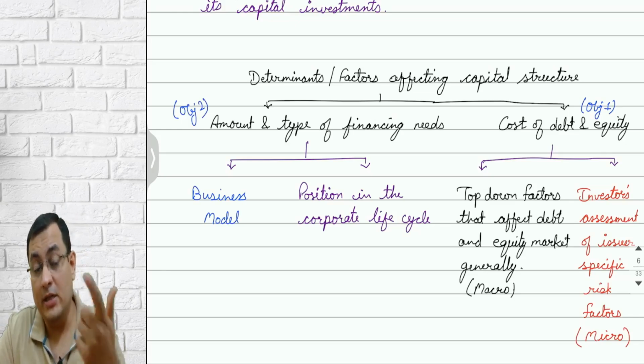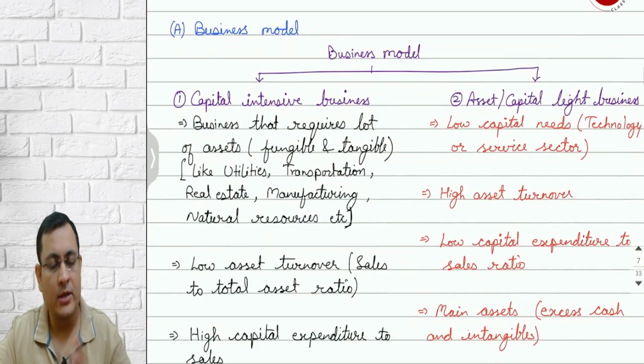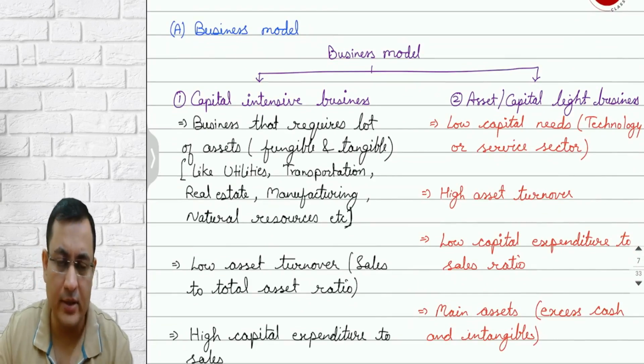And the second thing is issuer specific factors: sales risk, operating leverage. We will study these in a different module. Financial leverage we will again study in a different module, along with other factors related to the issuer. So let's understand the business model one by one. These are the four factors which we have to understand.